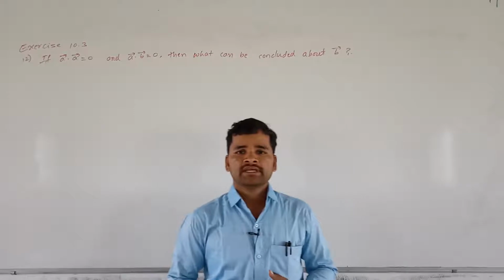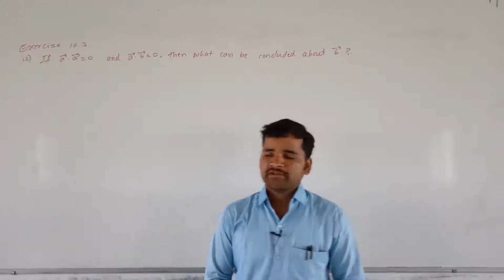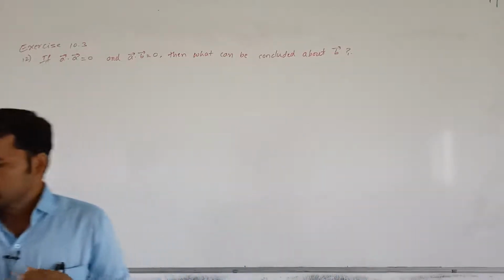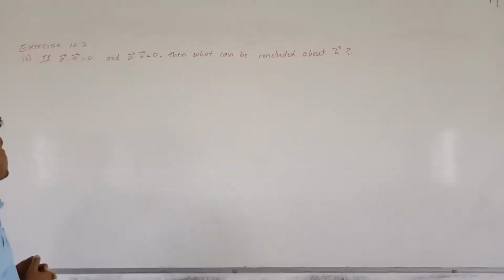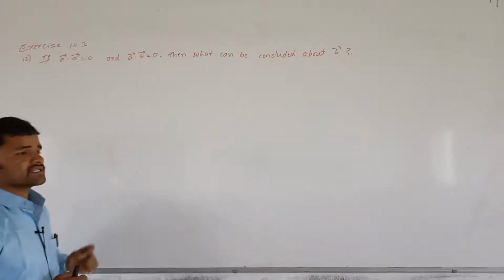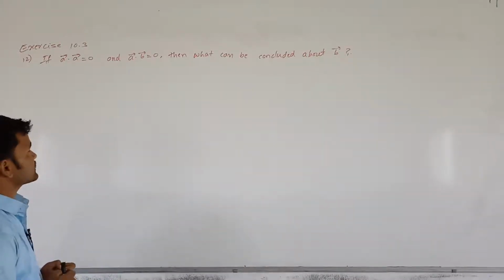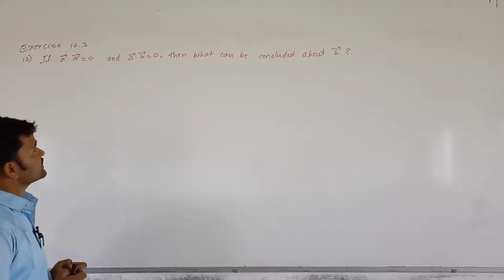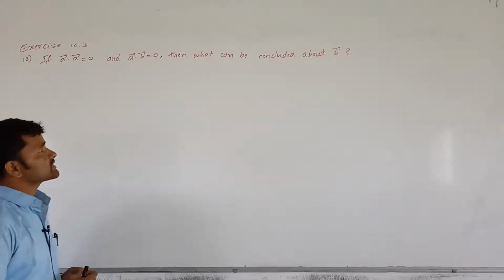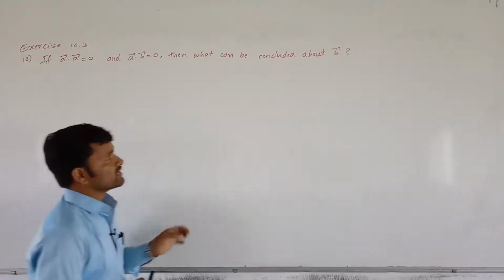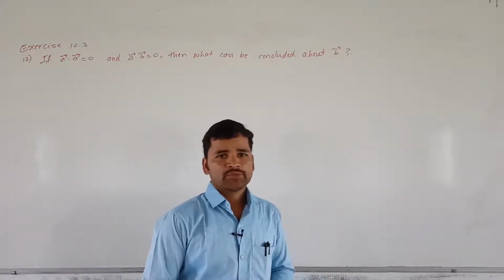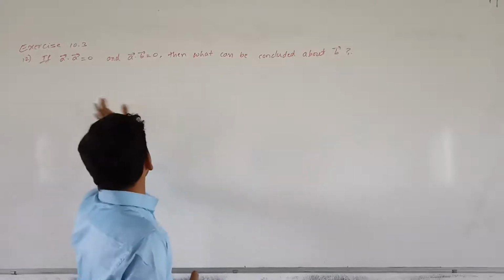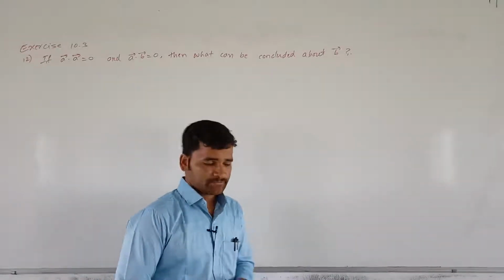We will continue with the problems of exercise 10.3 in this class. Here I have written problem number 12 of exercise 10.3. It is saying, if vector A dot product with vector A is equal to 0 and vector A dot product with vector B is equal to 0, then what can be concluded about vector B? Means what we can say about vector B if these two conditions are satisfied.